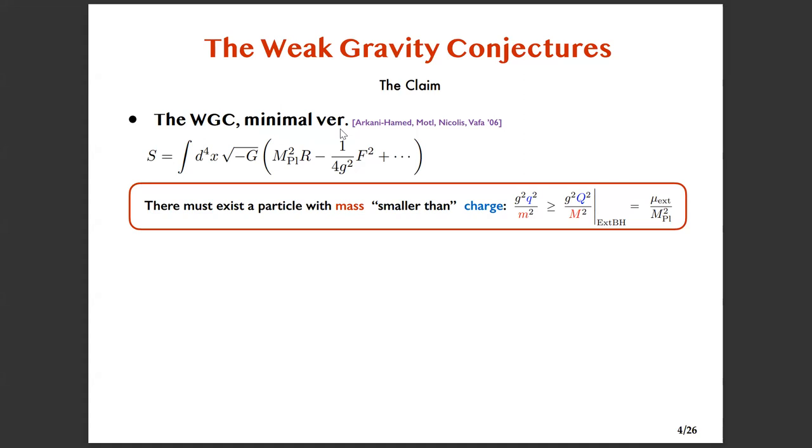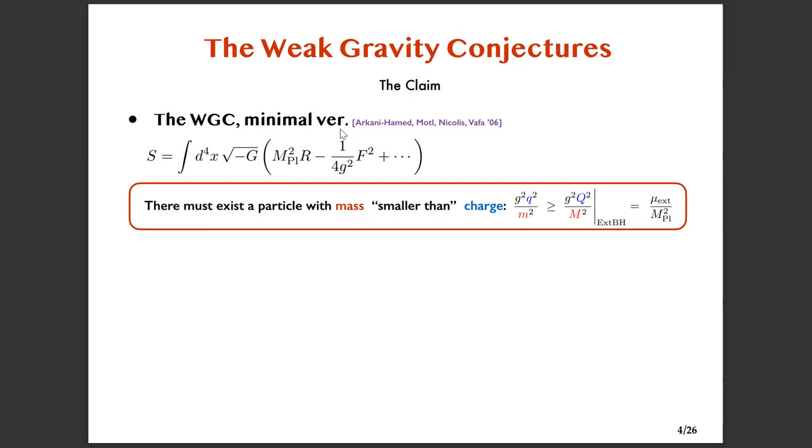This is the weak gravity conjecture in its original minimal version. The conjecture concerns a theory of gravity and electromagnetism with couplings written in this section. And the precise claim is that there must exist a charged particle in the spectrum of the theory whose charge-to-mass ratio is bigger than that of the extremal black holes. And this lower bound I will often write as mu x, which is an order one constant determined by the effective field theory.